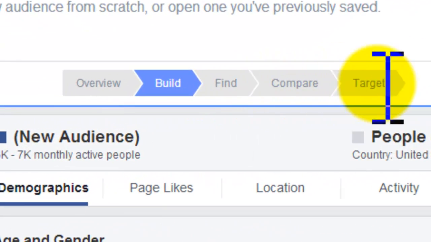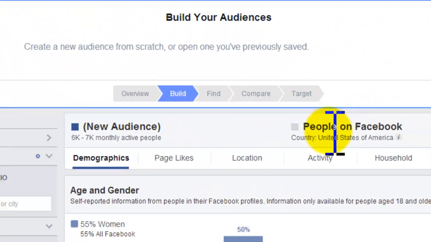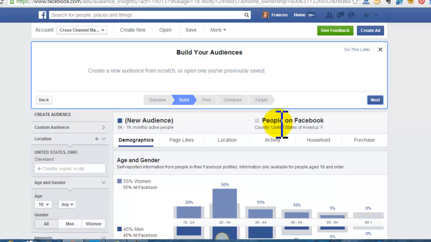We will build, find, compare, target. There are other steps here. There are other things to consider, and we will talk about them in future videos.